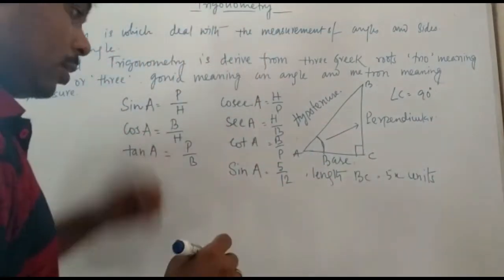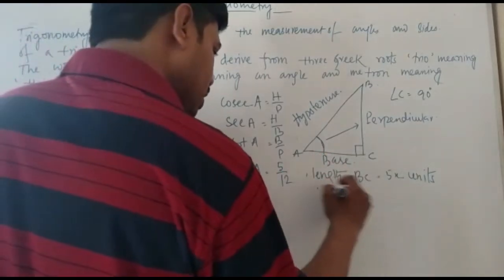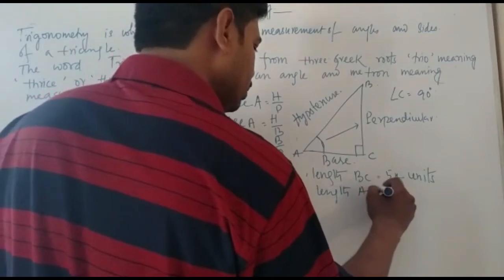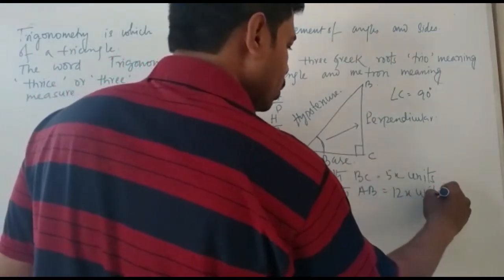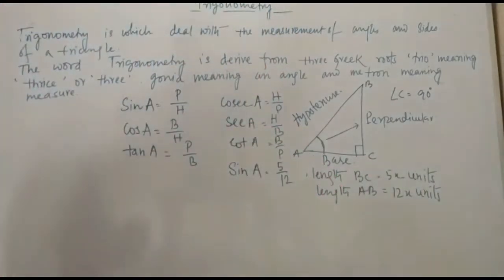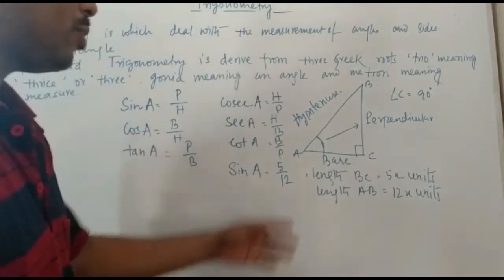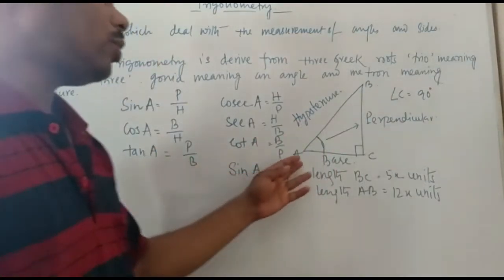Unit without any unit, that 5x has no meaning. And the length of the hypotenuse, that is AB, and this one is 12x, put unit. So now look at that, that is hypotenuse and perpendicular is given, but base is not given. By using Pythagoras theorem, we will find out the value of AC.